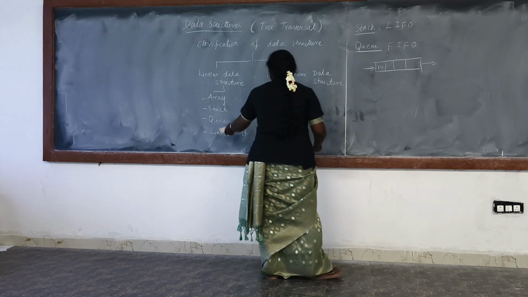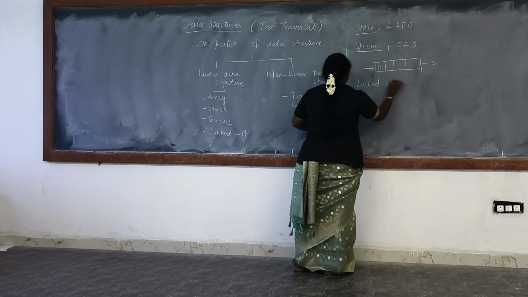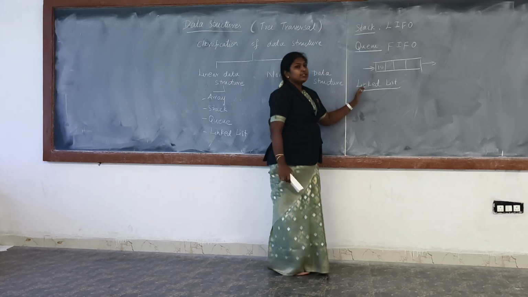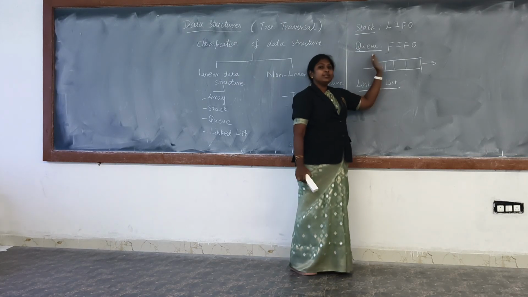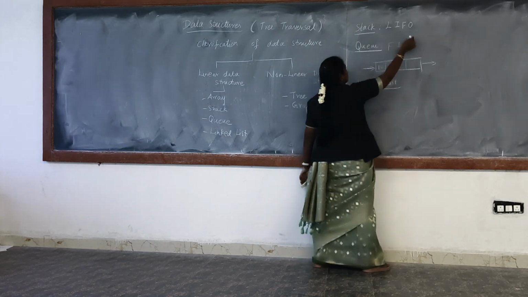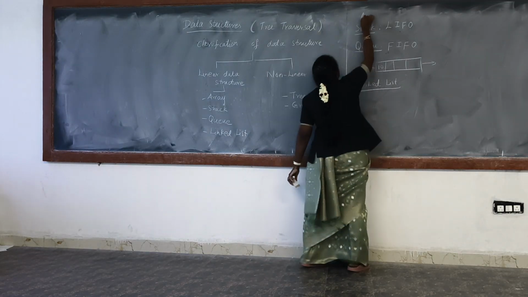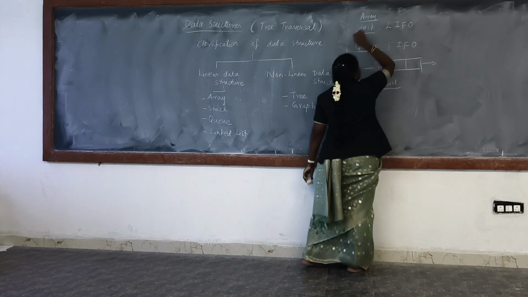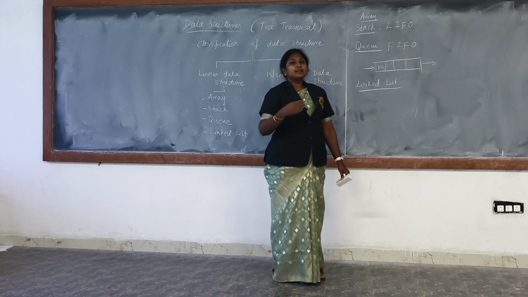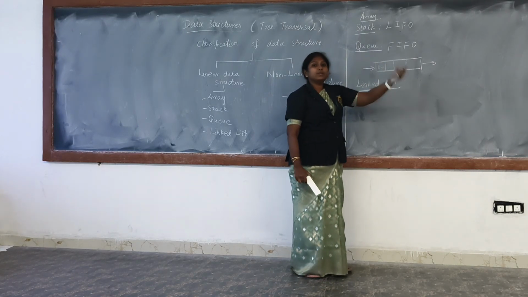Next, let us move on to linked list. In stack and queue, the storage is fixed. For example, even in an array, the storage is fixed. Say I am going to store 10 elements, a collection of 10 elements. I can assign the array size as 10. Only then can you store the elements.